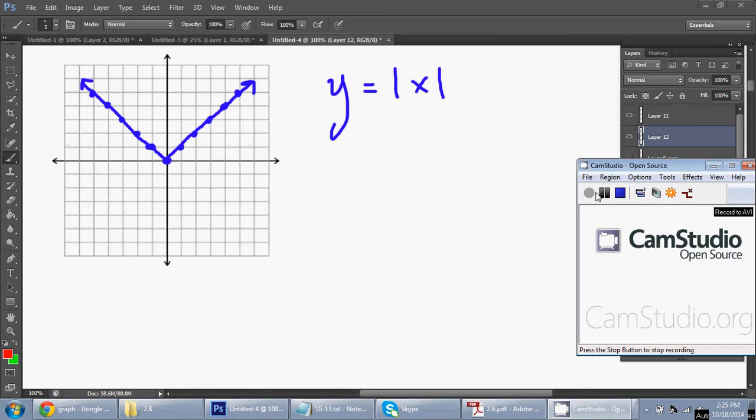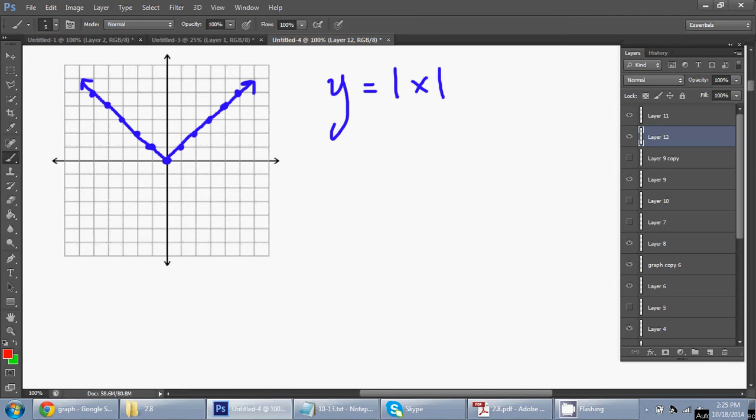This is a review of section 2.8, graphing absolute value functions. So here's a graph of the function y equals absolute value of x, and you can see it here on the left. If I plug in different numbers, like x equals 0, the absolute value of x is 0. At x equals 1, the absolute value of x is 1. At x equals 2, absolute value of x is 2, and so on and so forth. You get the line on the right.